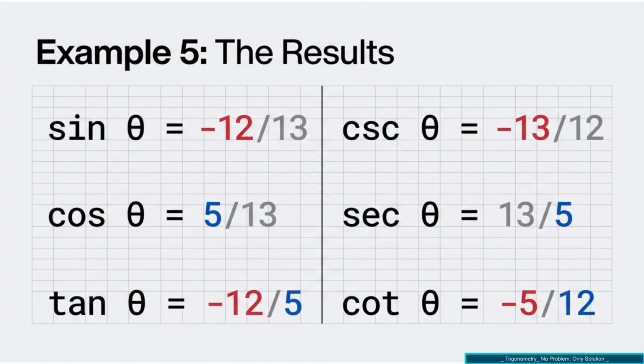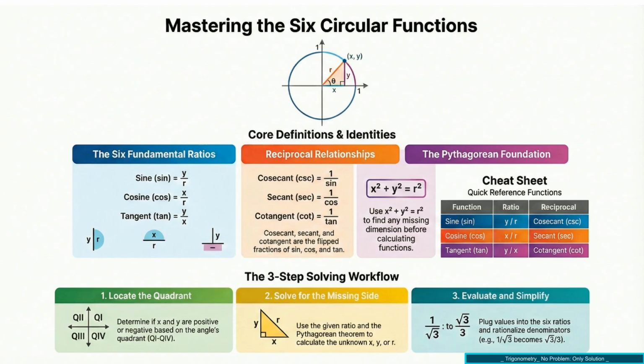Finally, we calculate the 6 function results using these values. The signs match quadrant 4 expectations. Cosine and secant are positive, while the others are negative. Here is a quick guide that will help you more in solving circular functions.